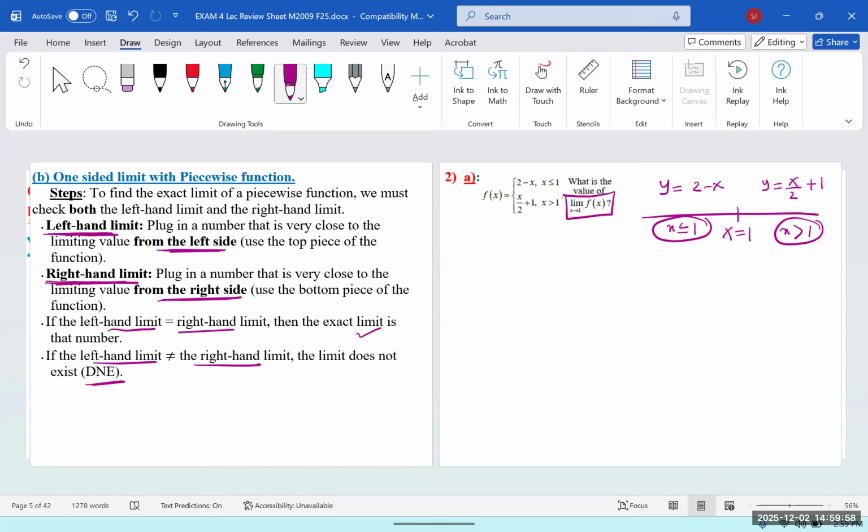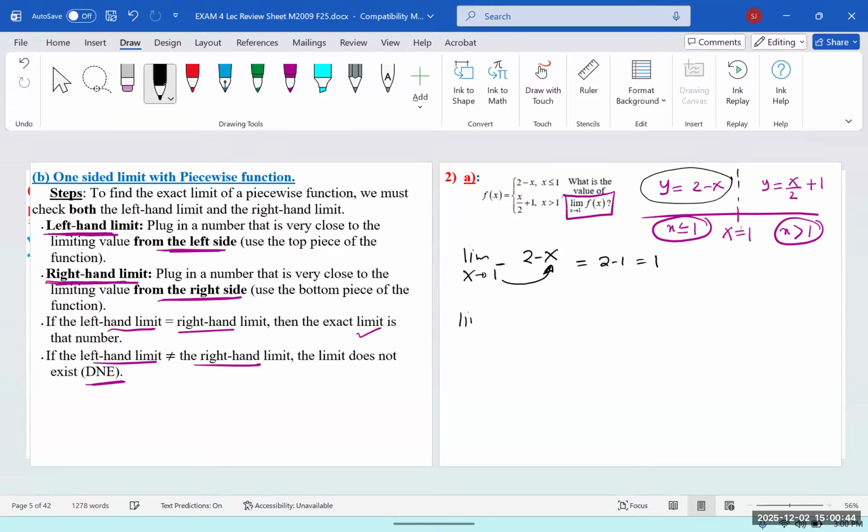So since it's a piecewise function, you need to look at both limits. So you look at the left limit. Limit x is going to 1 on the left side of this function. You take this function, the left function, and you substitute 1 into the function to see the y value. So you get 2 minus 1, which is 1. So the left side is telling you that when x is 1 or less than 1, your y value is 1.